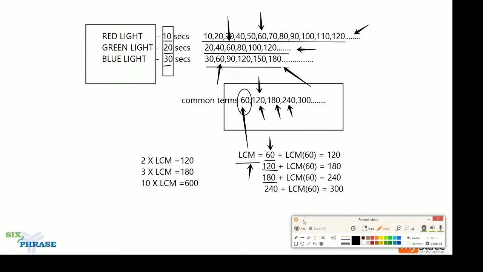You don't need to do this step. This is just for your understanding purpose that I've given it. I hope you guys understand where LCM is applied. LCM is applied in situations like this. Now I'll talk about HCF, guys. We'll also look at some HCF.